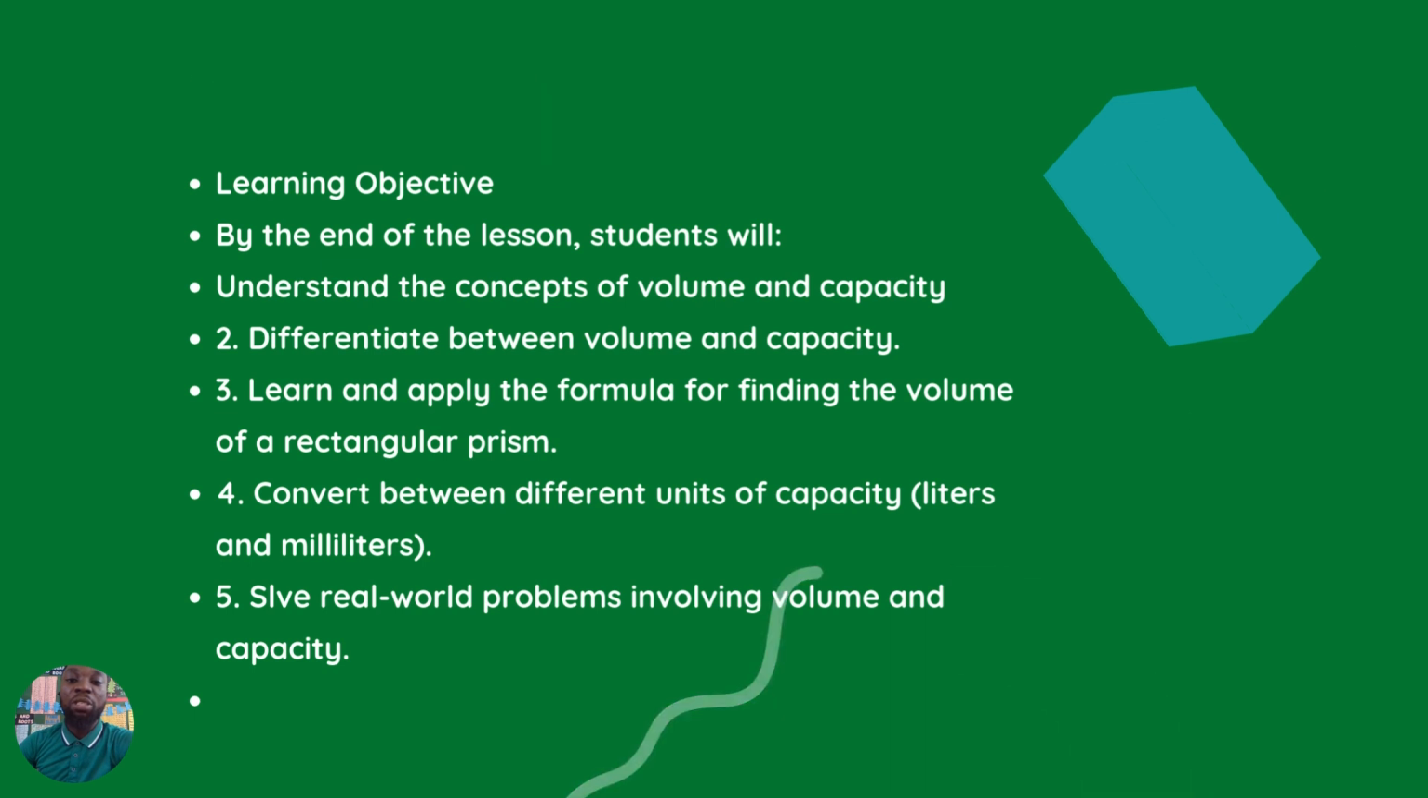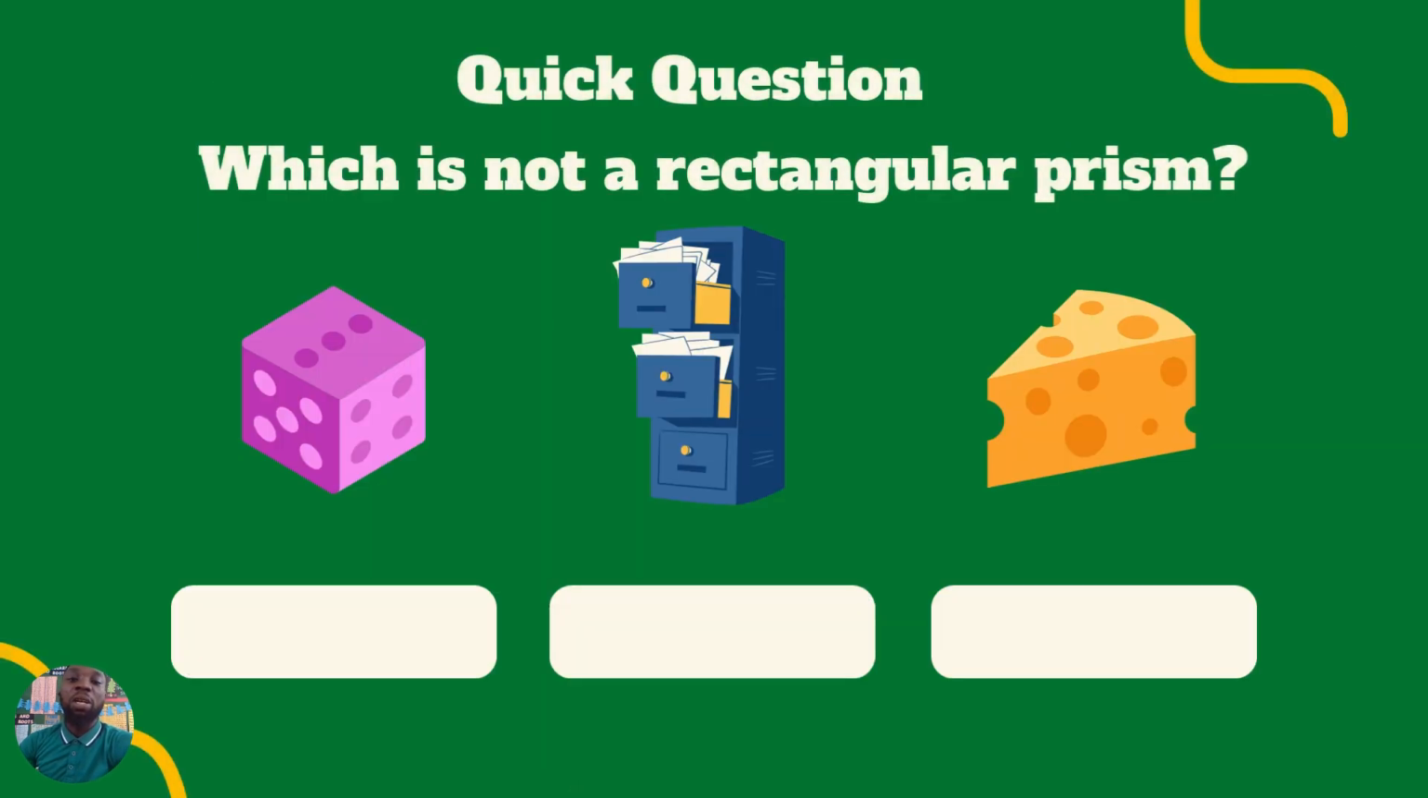I will have a quick test for you guys. Now, take a look at these shapes. Which is not a rectangular prism? Look at it just for seconds. So, we have a dice here, we have a bookshelf, and a metal block, I believe. I don't want to mention the shape so that you get it right. All right, so I believe you are done with that.